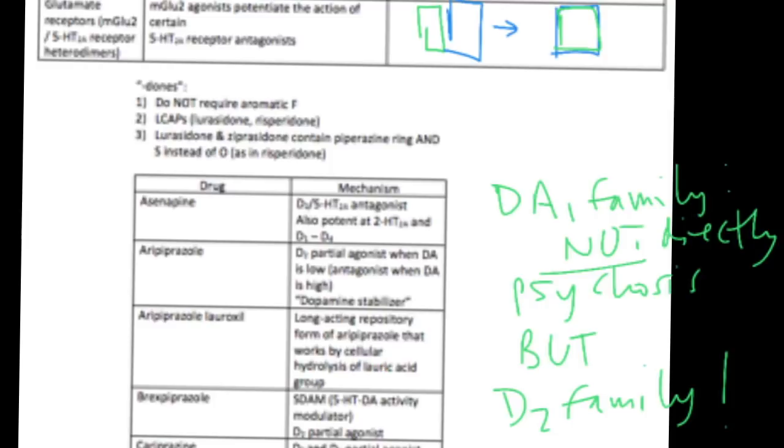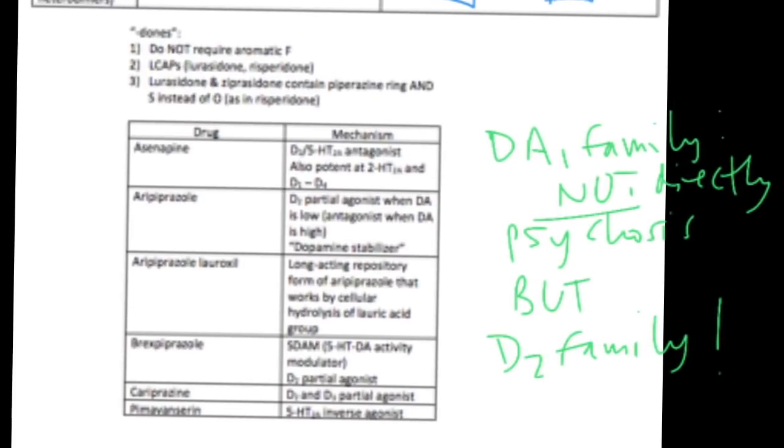Brexpiprazole is an SDAM. Like, damn, we got an exam on Friday. SDAM, which is your serotonin dopamine activity modulator. It's a D2 partial agonist. Cariprazine is a D2 and D3 partial agonist. And pimavanserin is your 5-HT2A or serotonin inverse agonist. Emphasis on the inverse.